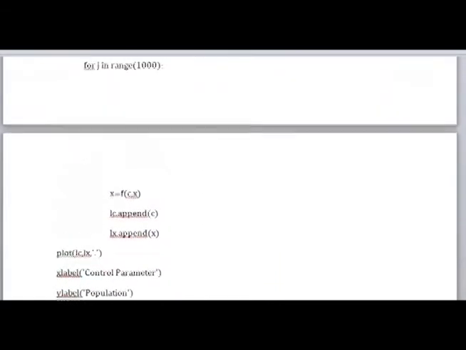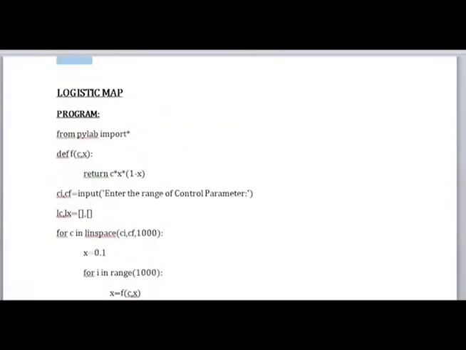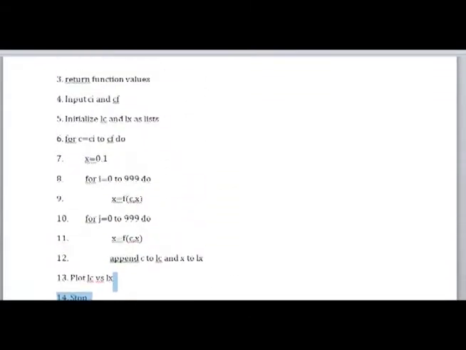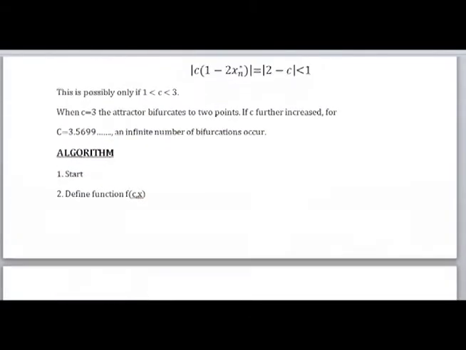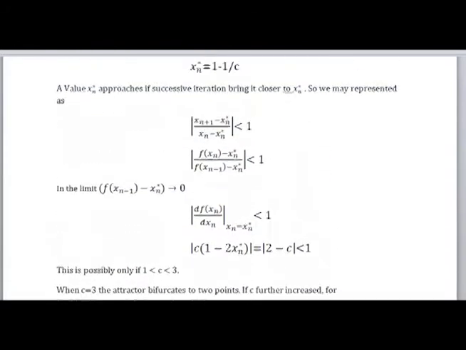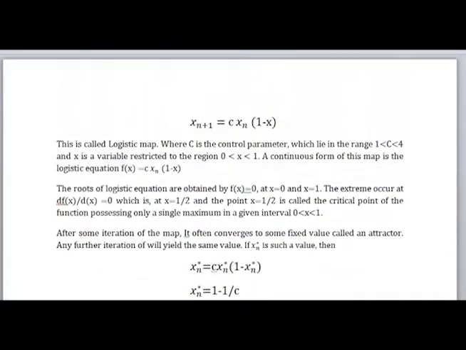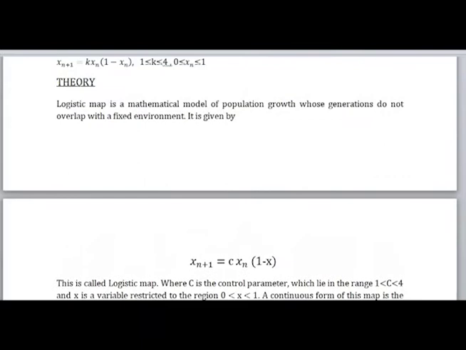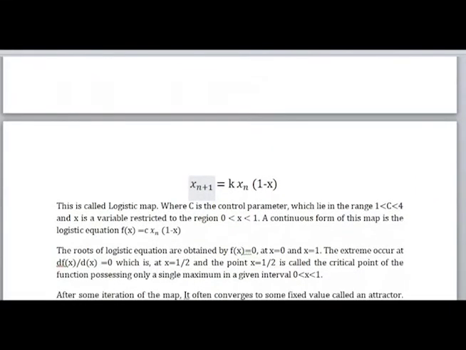So hope it is clear. This is what we're going to plot in this class. So you can go through the theory regarding it. That is, we are having the equation x(n+1) is equal to c, or we'll change it as k xn into (1 minus xn) is our equation.